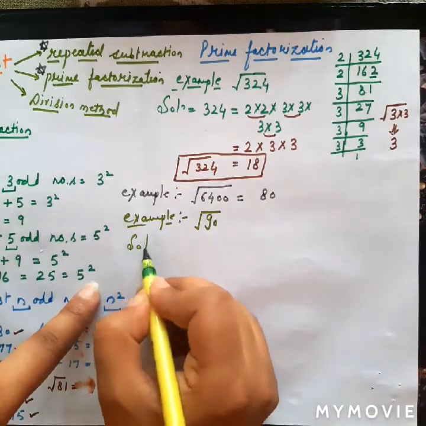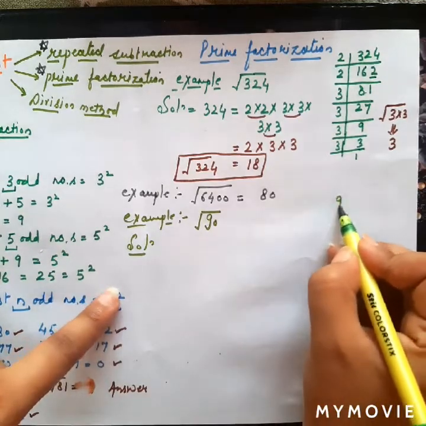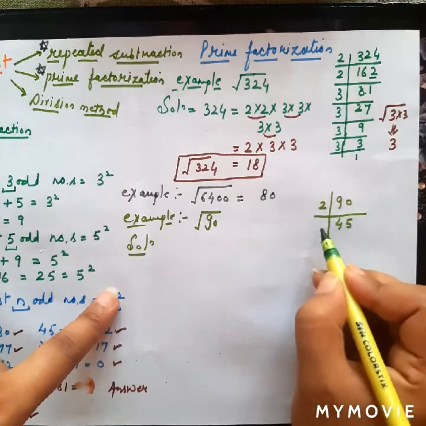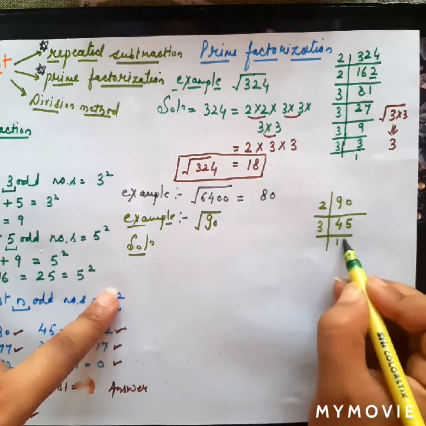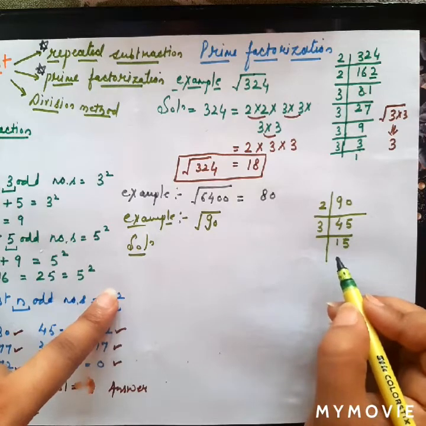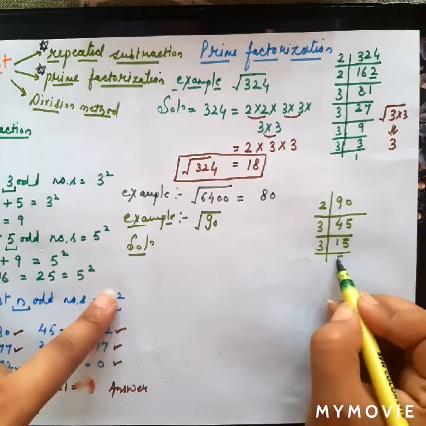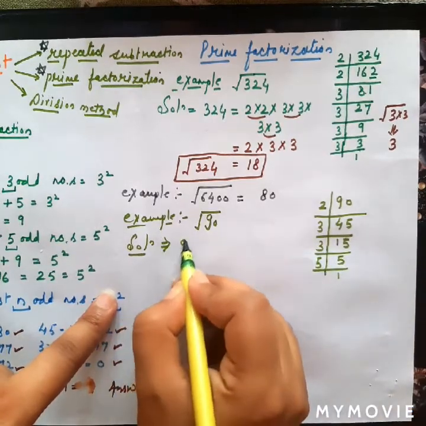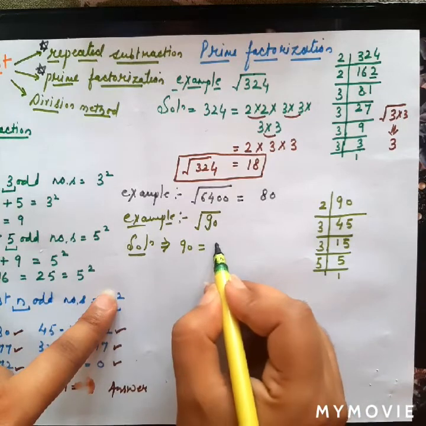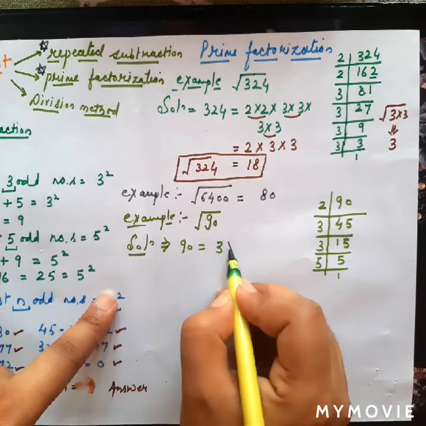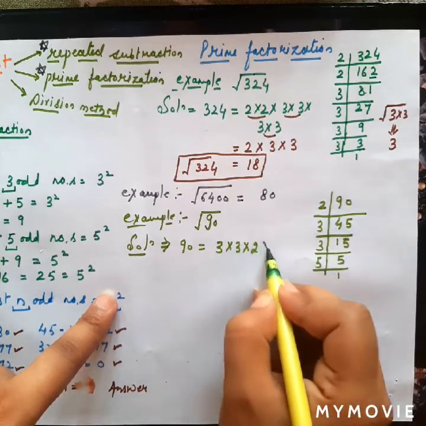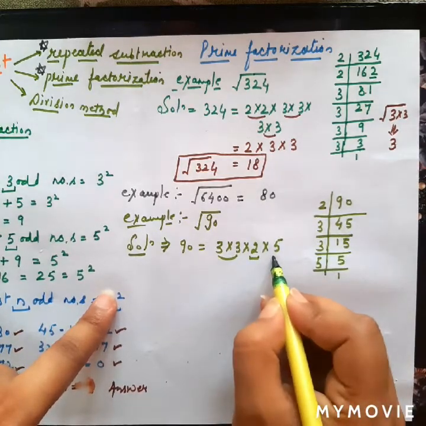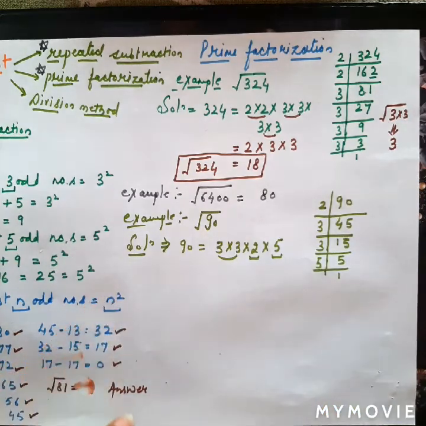So again, with the help of prime factorization, it will be very easy. Simply we will take its prime factors: 2, 45, then 3 ones are 3, 3 fives are 15, right? Then 3 fives are 15, then 5. So right here 90 can be written as 3 multiplied by 3, then 2 multiplied by 5. So we have a single pair, and the numbers 2 and 5 do not occur in pairs.